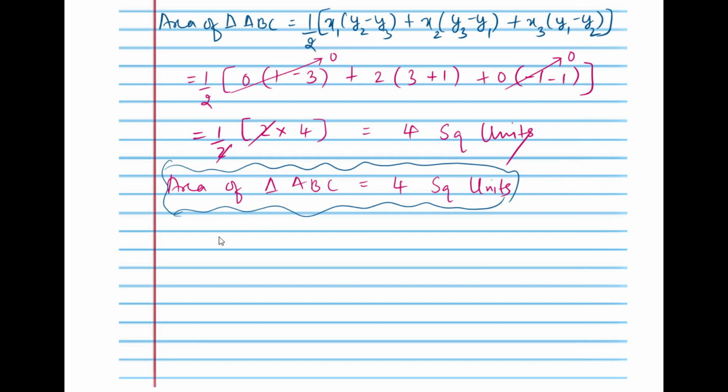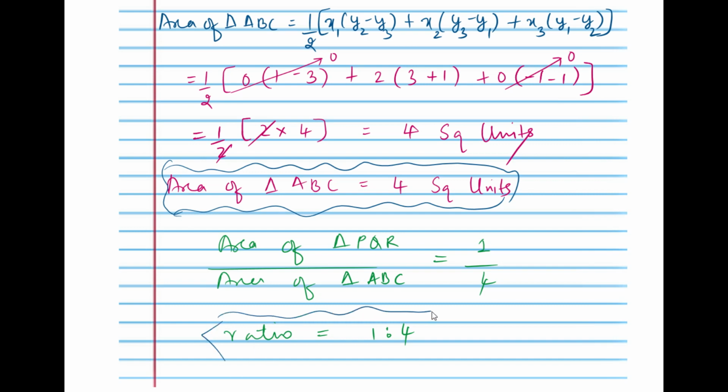Now what we need to do, we need to find out the ratio of area of triangle PQR with area of triangle ABC. What is area of triangle PQR? It is 1 square unit divided by area of triangle ABC, which is 4. Therefore, the ratio is what? 1:4. The required ratio, that is area of triangle PQR divided by area of triangle ABC, is 1:4.